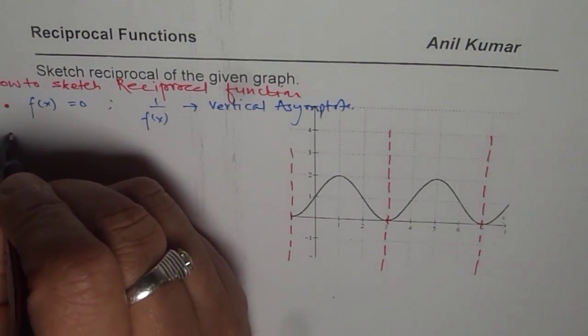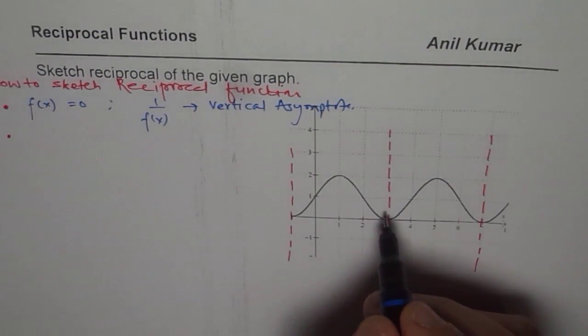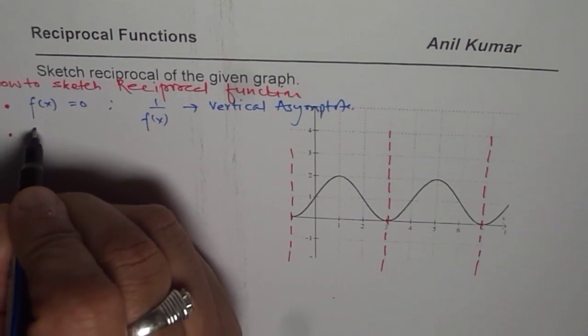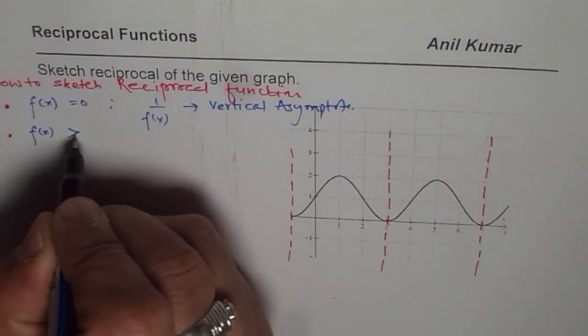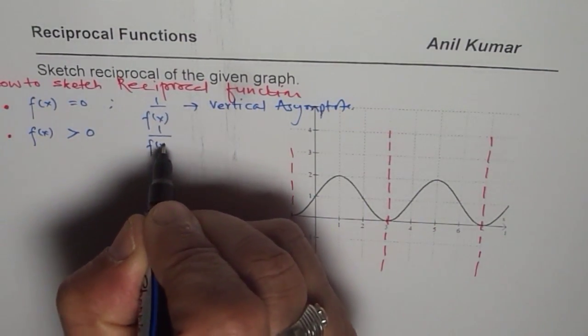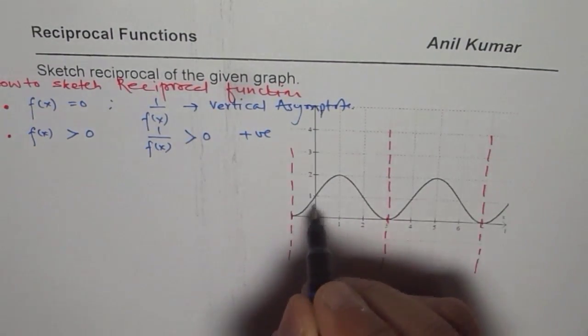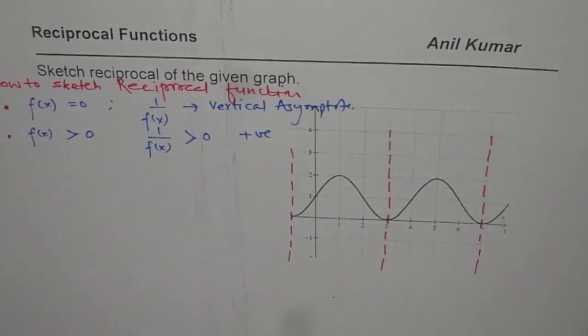Now the second part is, we should remember that the reciprocal of a positive is positive, right? So if f(x) is greater than 0, that means it is positive, then 1 over f(x) is also greater than 0. That means we are expecting all positive values in the reciprocal function.